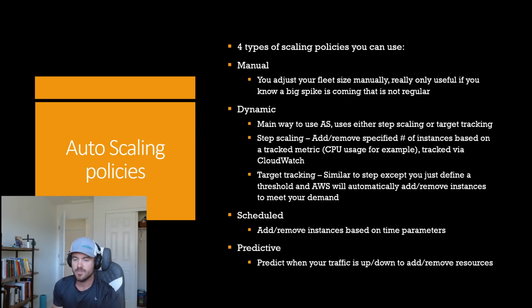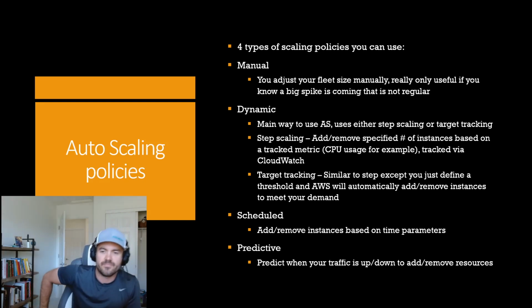Okay, so step scaling is going to be how you add or remove a specified number of instances based on a tracked metric, so CPU usage, for example, and it gets tracked via CloudWatch. And because this is the SysOps Admin Associate exam, we're going to go into quite a bit of detail with CloudWatch at another time, okay? But you've also got target tracking, which is similar to step scaling, except you just define a threshold, and AWS will automatically add or remove instances to meet your demand based upon whatever specific threshold you define, okay?